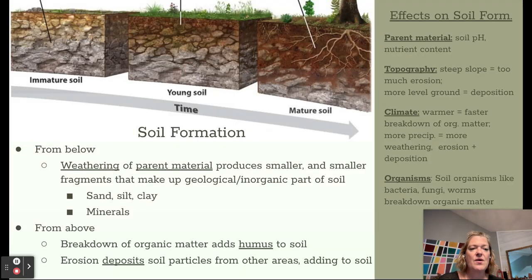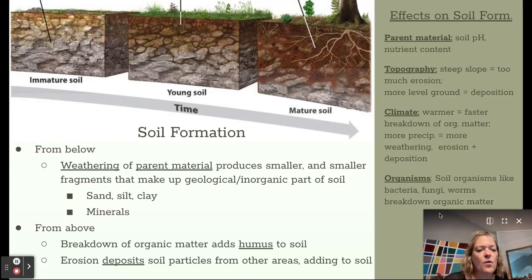Climate affects erosion or soil formation. If it's warmer, there's a faster breakdown. So in the summer, there's a faster breakdown of organic matter. If there's more rain, like we've had this summer in 2024, there's more weathering, there's more erosion, and there's more deposition. Okay, so warmth and more precipitation causes all of these things.